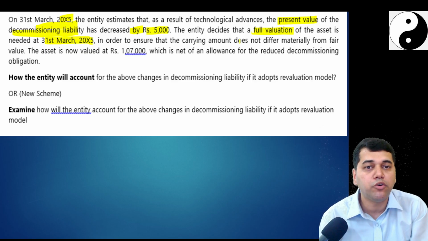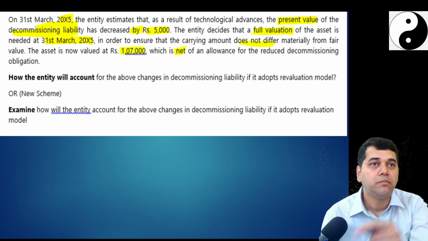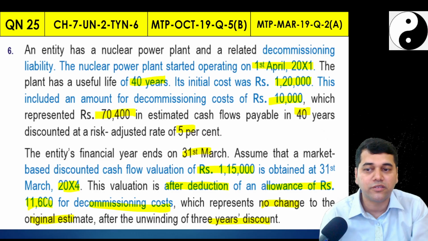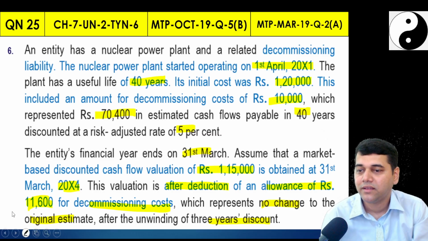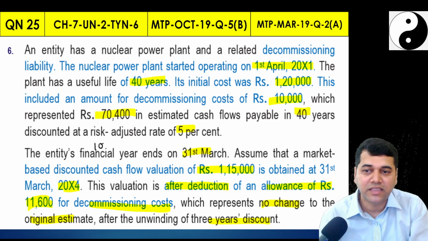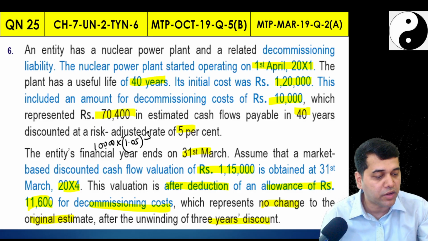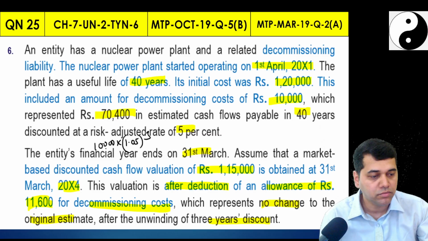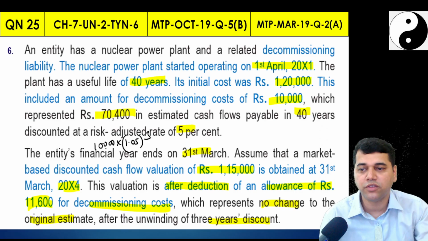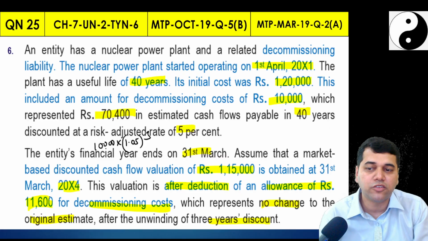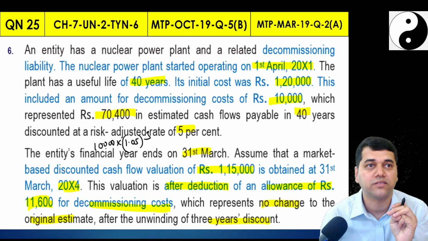In order to ensure the carrying amount does not differ materially from the asset value, the asset is now valued at 1,07,000 net. Add back. What is my book value? Previously they told me. Can I calculate this number? 11,600. How did I get this? Can I check? 10,000 into 1.05 to the power 3. It gives 11,596, which is 11,600. That means this difference between 10,000 and 11,600 is the interest expense for 3 years.